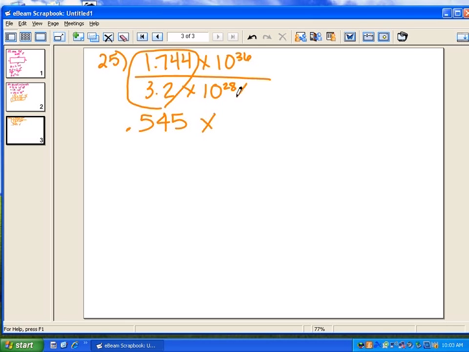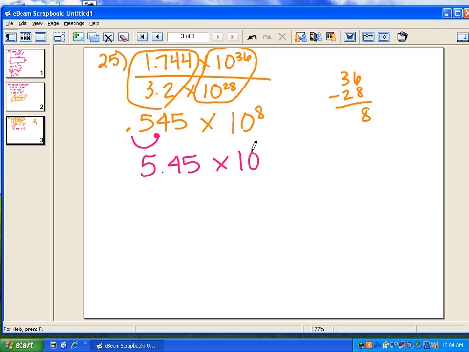And now I have to deal with this piece. And my rule, if my bases are the same, and I'm dividing, what do I do to my exponents? Dakota? I subtract. So 36 minus 28 is? 8. And so I have 10 to the 8th power. Now, what's wrong with it? I need a number between 1 and 10. So that means I want my decimal to go from there to here. And I want my new number to be 5.45.